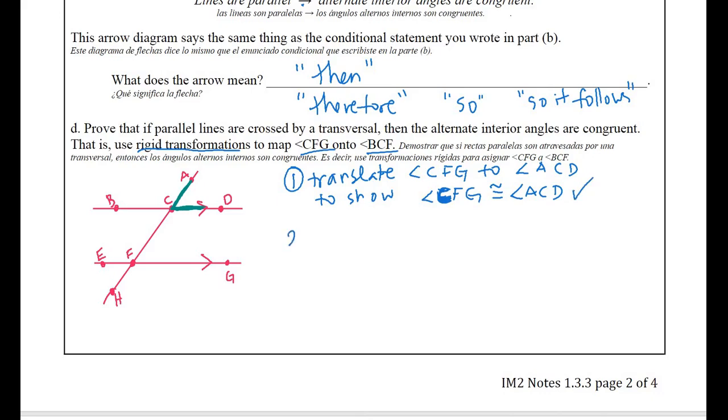Next, I'm going to rotate angle ACD about point C 180 degrees. Now I actually don't have the ability to do rotation with the app I'm using, but hopefully you can picture it. If I were to rotate this 180 degrees, it would end up right here.